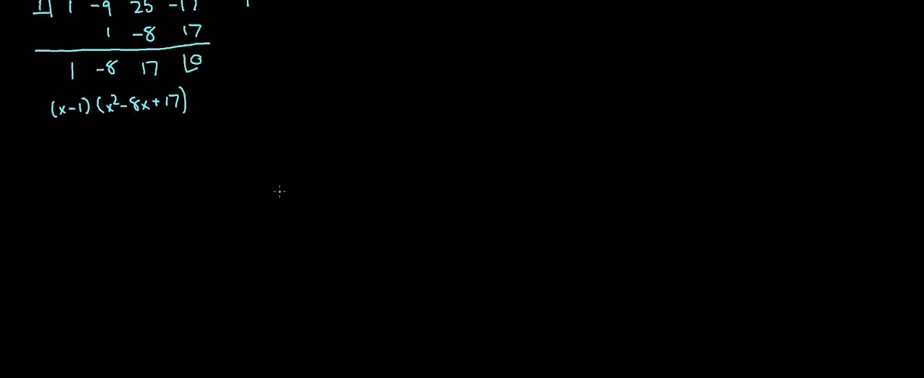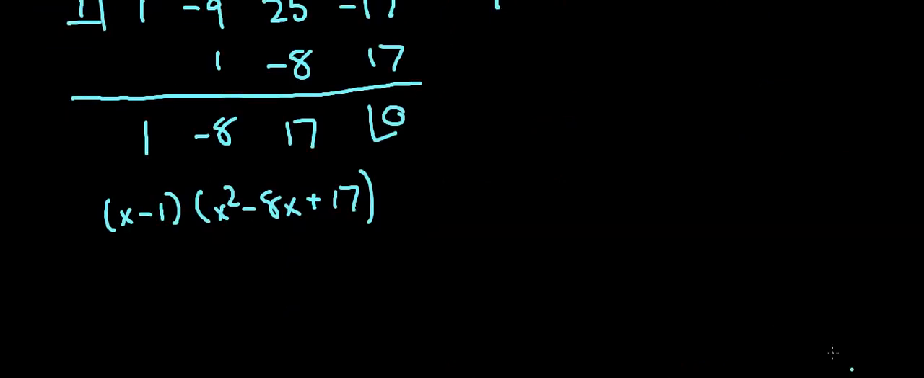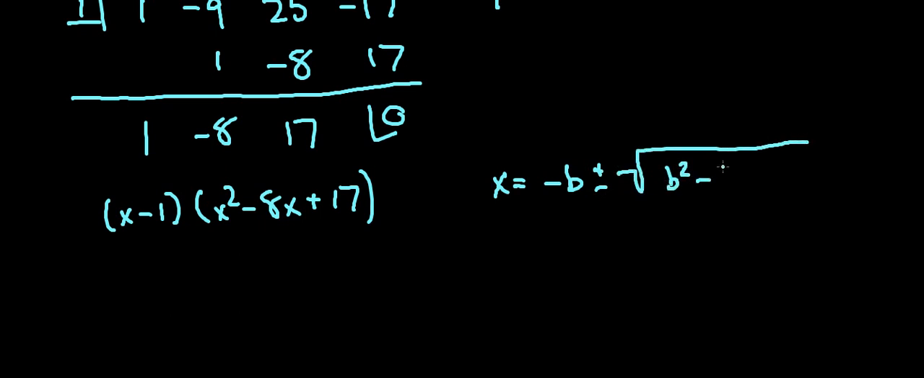And this is in quadratic form. This is in quadratic form, so we don't really need to go around testing random numbers now. We can either look at this and figure it out by eye. So we need two numbers that multiply to be 17 and add to be 8, and I can't think of any. So what I'm going to do is just use the quadratic formula, which is x is equal to negative b plus or minus square root of b squared minus 4ac all over 2a, not including the x.